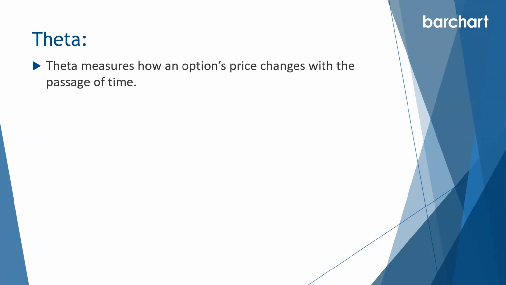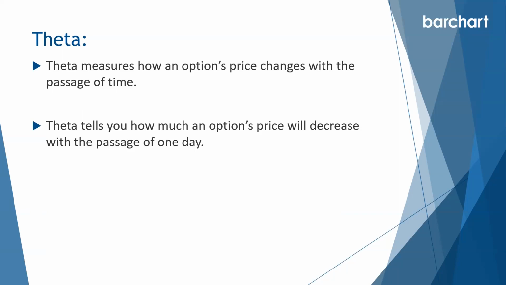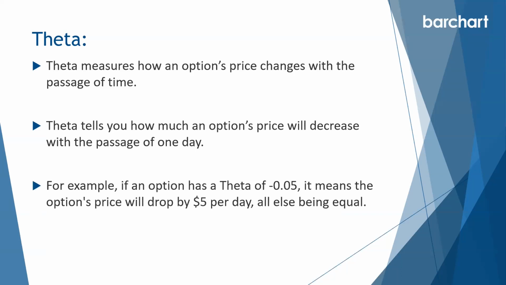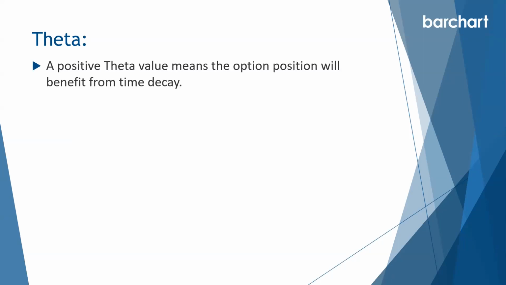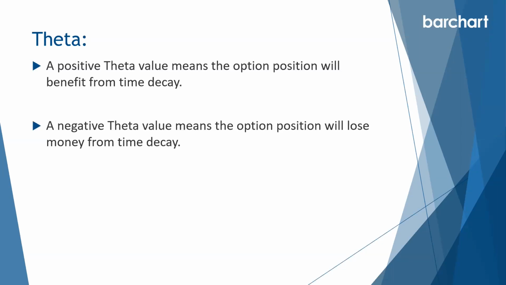Let's talk about Theta. Theta measures how an option's price changes with the passage of time. Theta tells you how much an option's price will decrease with the passage of 1 day. For example, if an option has a theta of negative 0.05, it means that the option's price will drop by $5 per day, all else being equal. A positive theta value means the option position will benefit from time decay, whereas a negative theta value means the option position will lose money from time decay.